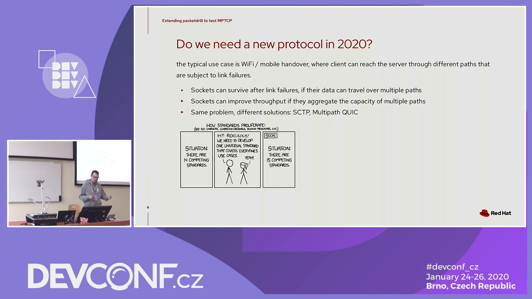So in this case, when you have two different paths to reach your server, you can improve your experience if your sockets can survive after a failure. And maybe you can also have a better experience if sockets can aggregate the capacity of different links in order to achieve a better throughput. It's like an L4 bonding. It's not a new thing. There are other different solutions to the same problem. SCTP is one of them, and multipath QUIC is another. And well, now we have three.